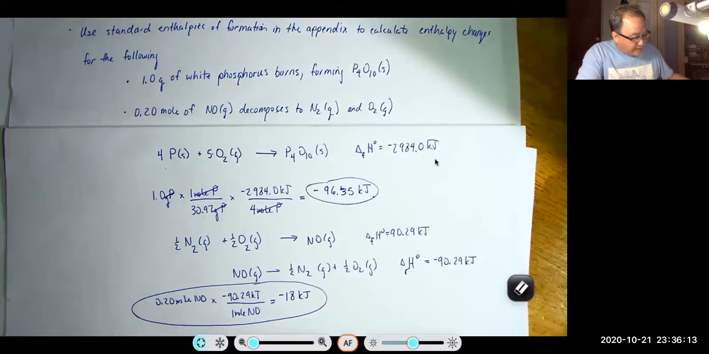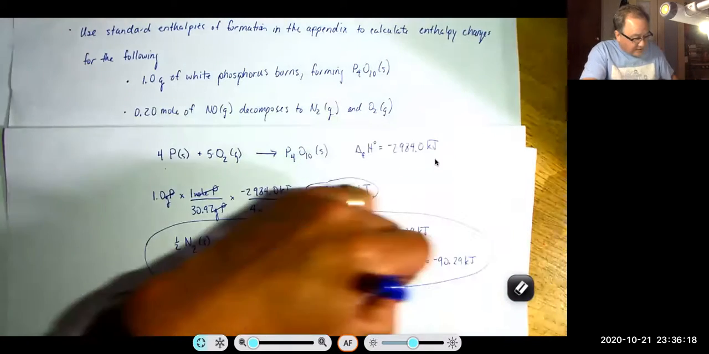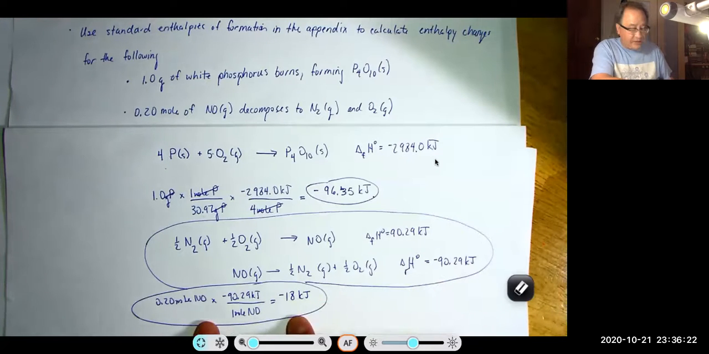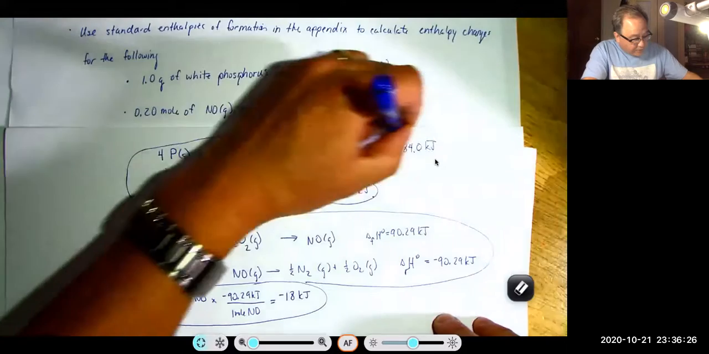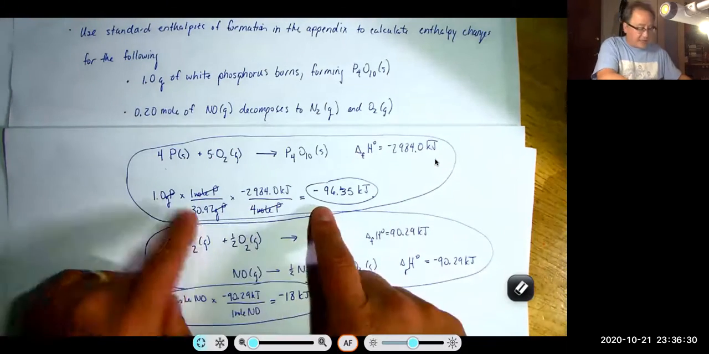So for a problem like this, I would expect to see the enthalpy of formation reaction. I'd expect to see this being written in reverse and then this calculation. And for the above one, I'd expect to see the enthalpy of formation reaction, and then I'd expect to see the multiplication to get the final answer.